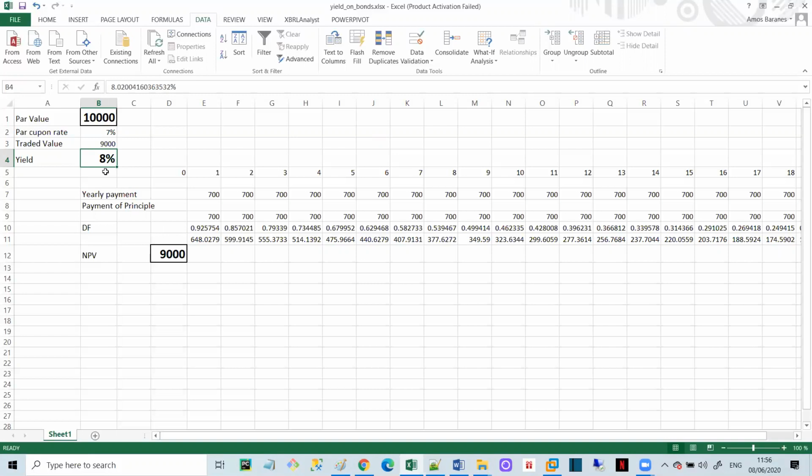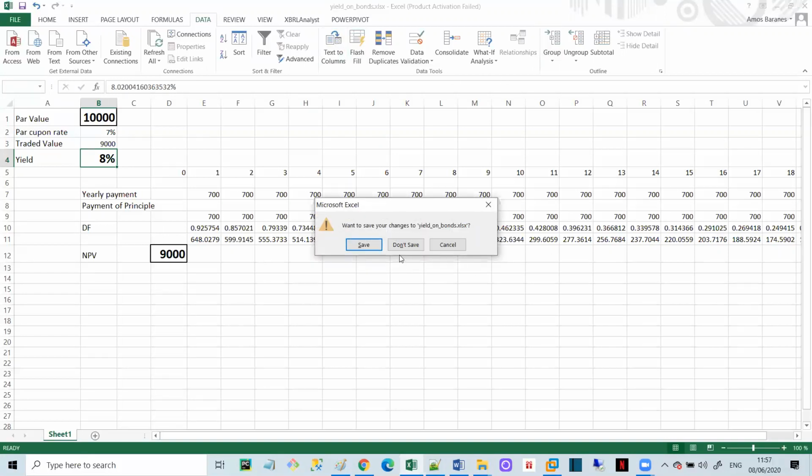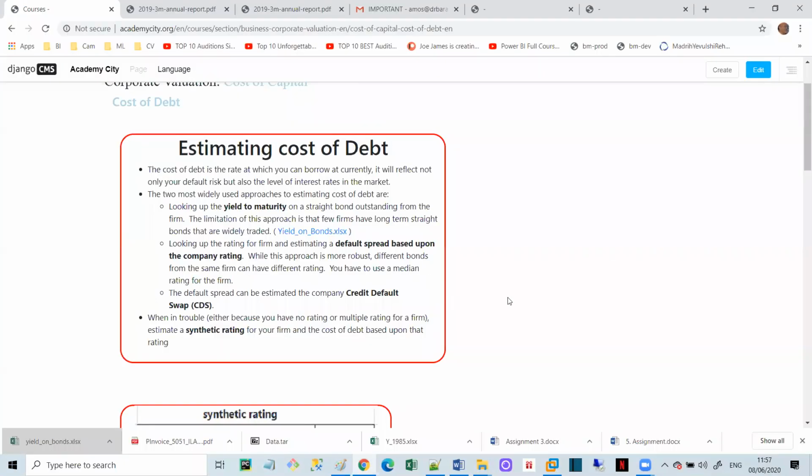Unfortunately, many companies don't have traded bonds. Most companies don't really have them. Some might have some traded, but most are not traded. And then you're getting into trouble. What am I going to do now? That's going to take us to the next method. Questions so far for this one?